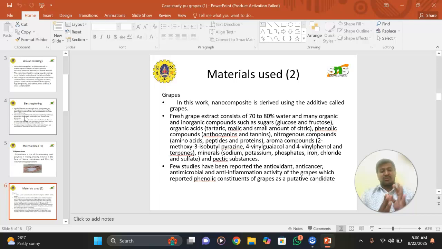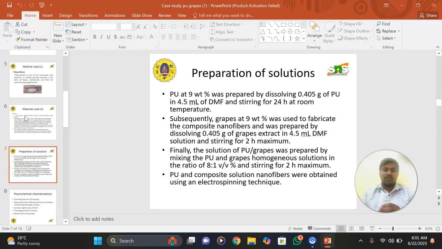The next material used is grape. I have selected grapes for my study. Why I selected grape is that it possesses a number of biotic constituents such as sugars, organic acids, phenolic compounds, nitrogen compounds, aromatic components, minerals, and pectic substances. These constituents help in providing biological properties such as antioxidant, anti-cancer, antimicrobial, and anti-inflammatory activity.